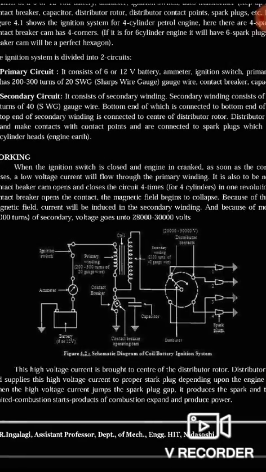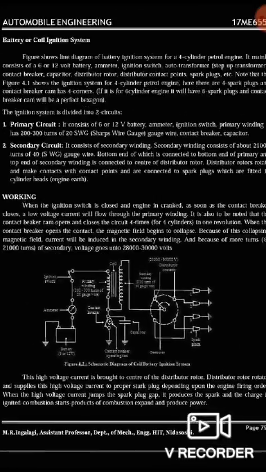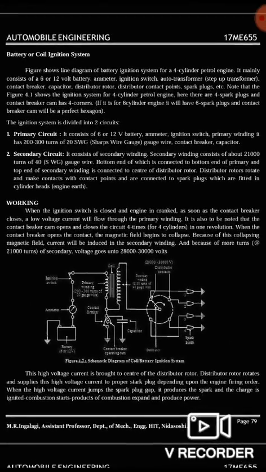So likewise we are having the diagram, and now I will explain the essential parts in that diagram, or we can say the construction of the coil ignition system or battery ignition system. This figure shows the line diagram of the battery ignition system for a 4-cylinder petrol engine.